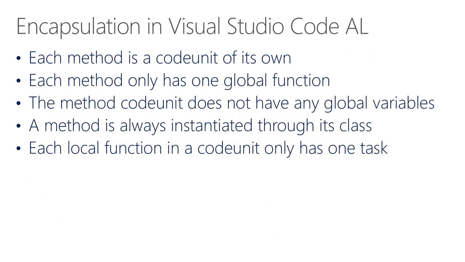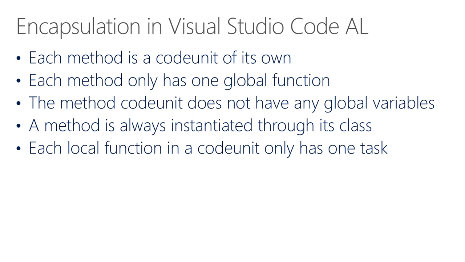This is how the principle of encapsulation can be reflected in Visual Studio Code AL. Each method becomes a code unit of its own. The code unit always only has one global function. The method code unit itself does not have any global variables. All variables which need to be shared by functions are passed locally as parameters.